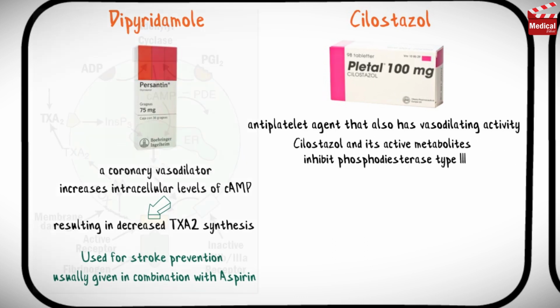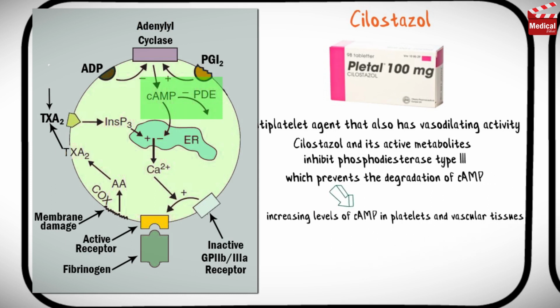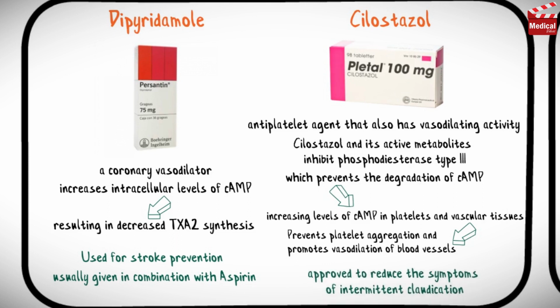Cilostazol and its active metabolites inhibit phosphodiesterase type 3, which prevents the degradation of cAMP, thereby increasing levels of cAMP in platelets and vascular tissues. This increase in cAMP levels in platelets and the vasculature prevents platelet aggregation and promotes vasodilation of blood vessels. This drug is approved to reduce the symptoms of intermittent claudication.